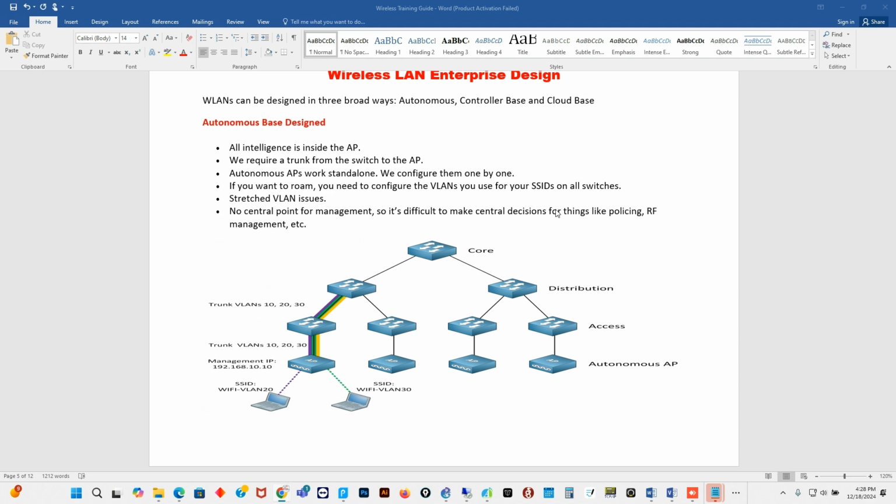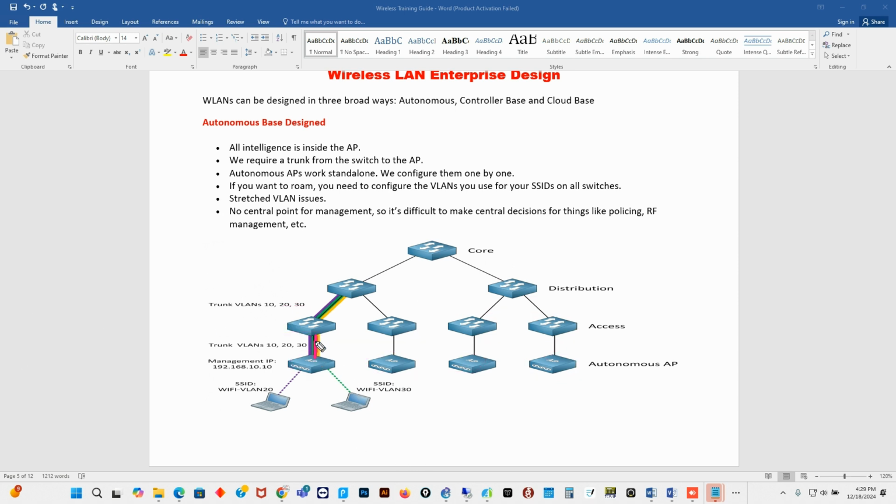For autonomous based design, all intelligence is inside the AP. In other words, an autonomous AP has all the required intelligence to serve wireless clients and to connect to the wired network. If you look at the topology we have here, these are all autonomous APs, and then we connect them to access layer switches, as you see over here.